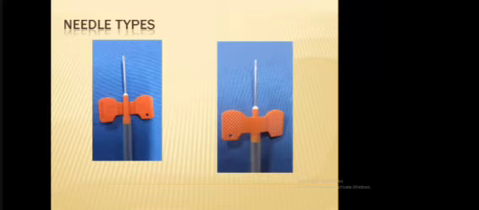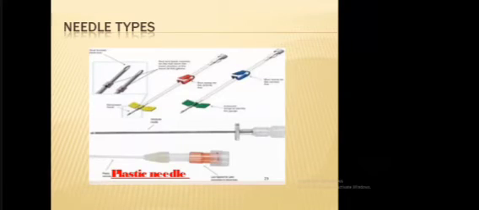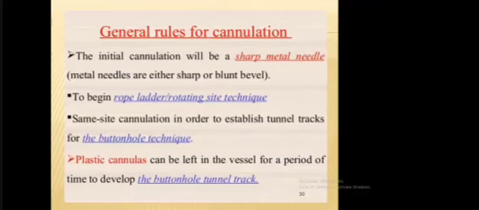The gauges we can recognize by the color and the thickness of the needle. You can see that different types of plastic needle are also available. We can see that the plastic needle is lengthier than the metallic needle. There are some general rules for cannulation.